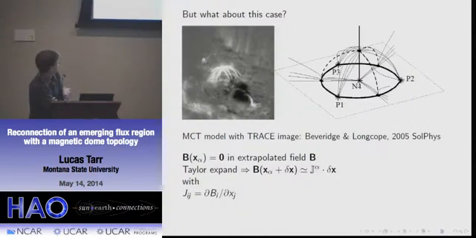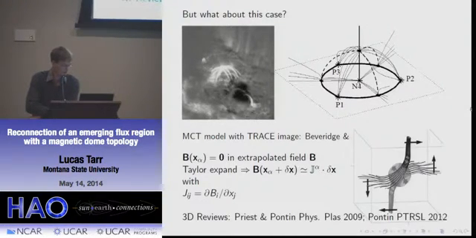We won't be talking too much about this stuff today, but the process we have in mind is reconnection in the vicinity of one of these null points and across this fan surface. That's the dome that's defined by the null point. In that case, you have current concentrated around the null, which recent 3D MHD simulations have shown happens when you stress this lower boundary. You tend to concentrate currents along these topologically important features, which is why we care about them.